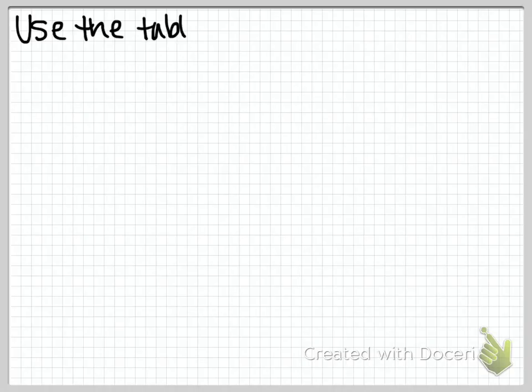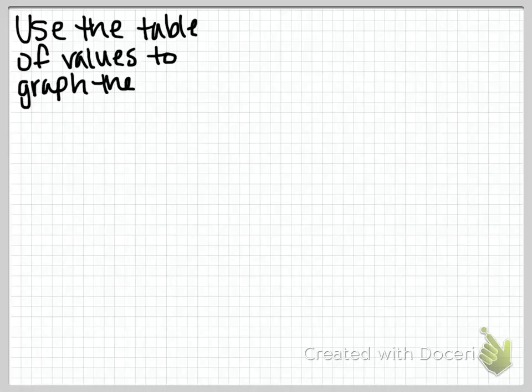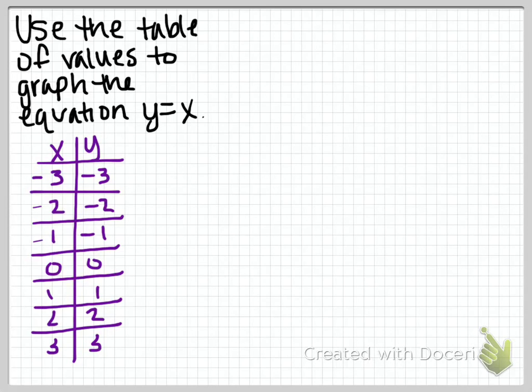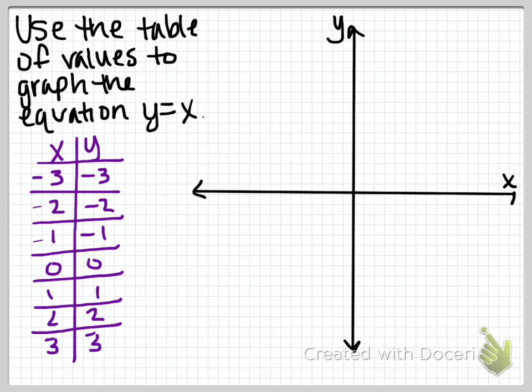The second question asks us to use the table of values to graph the equation y equals x. So here's our table of values again. You don't have to write this, but on your grid paper, you need to create a coordinate plane. So the first thing you have to do is draw two axes, an x and a y. Make sure to label them x and y and draw arrows on them because the axis goes on forever.